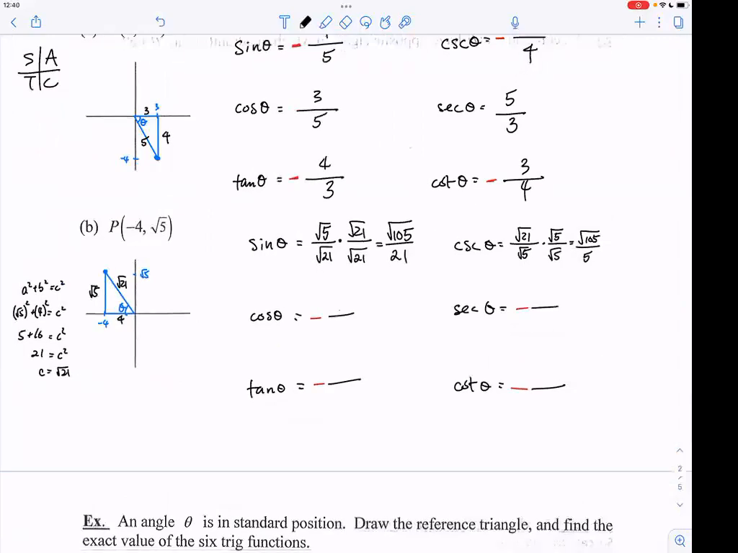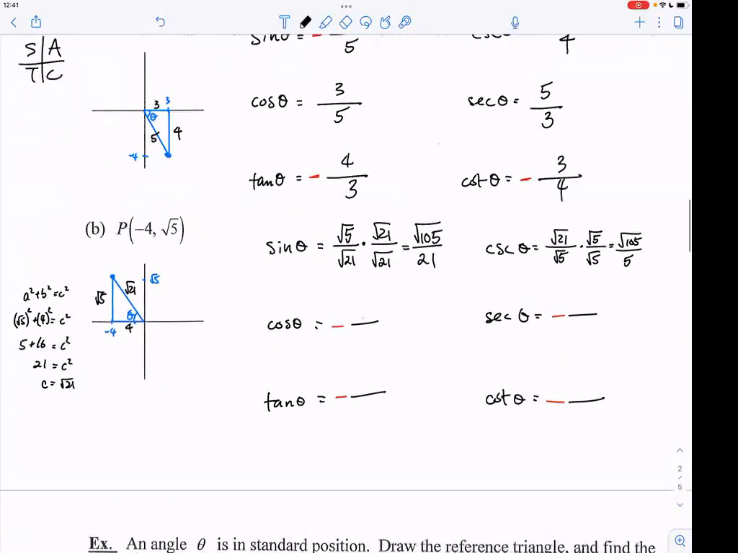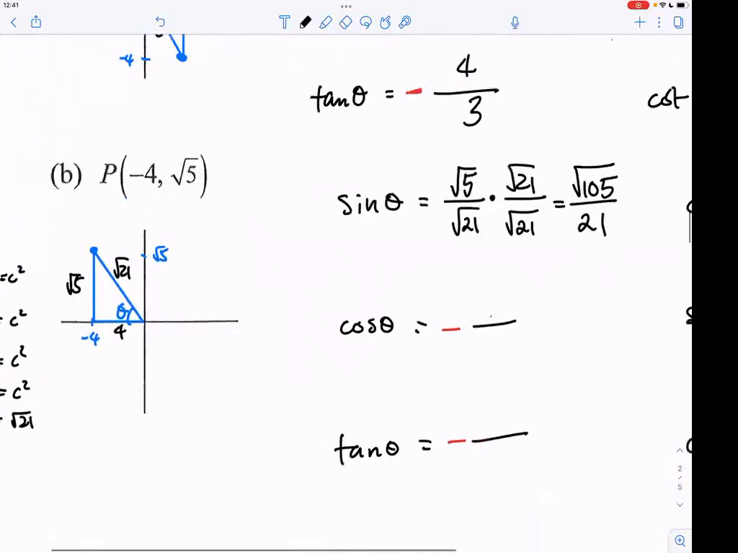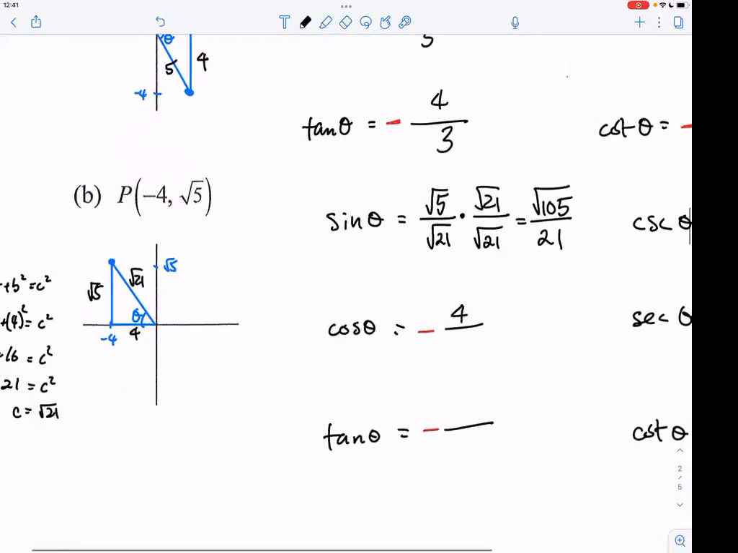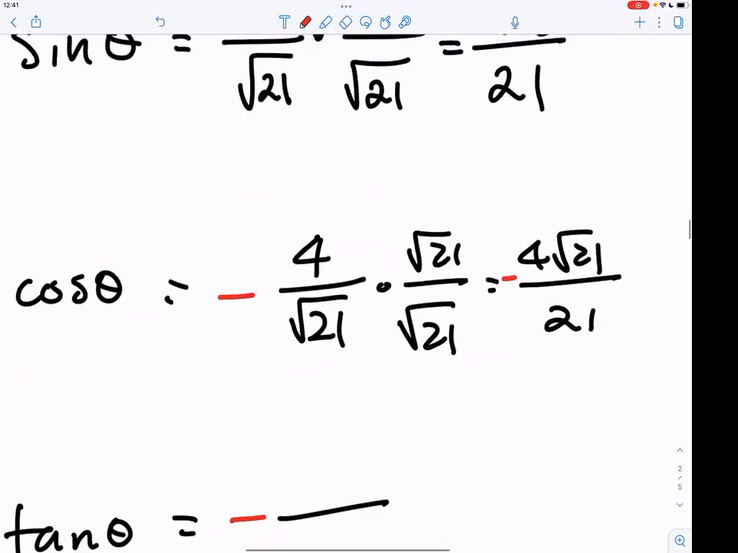So I think this is the worst one. Other ones are actually better. So cosine theta, it's actually better. What's cosine theta? Oh, actually, not really, but not as bad. 4 over root 21, adjacent over hypotenuse. Still need to rationalize it, but it's a lot easier. So 4 root 21 over 21. Don't forget the negative. The negative is still there.